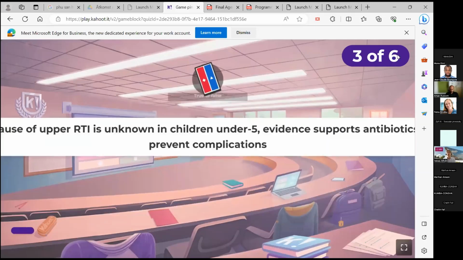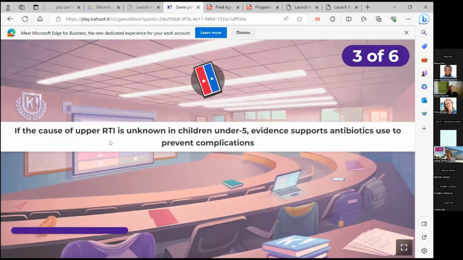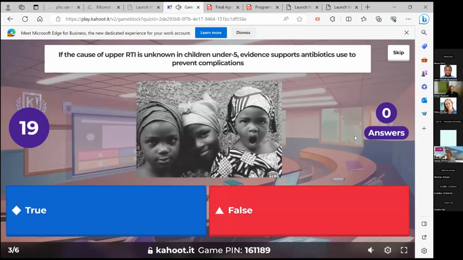Now, it's just true or false. If the cause of upper respiratory infections is unknown in children under 5, evidence supports antibiotic use to prevent complications. So in children, if it's an upper respiratory tract infection, a cold, is it good to always give antibiotics or no? You have a couple of seconds to go. Please, please.